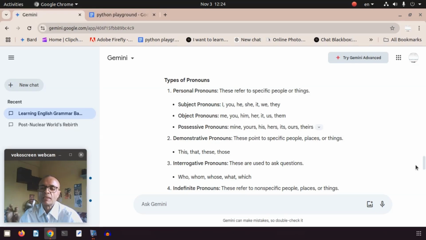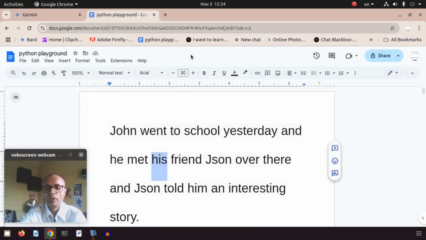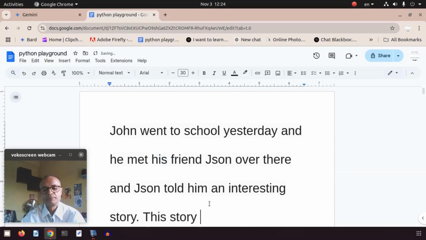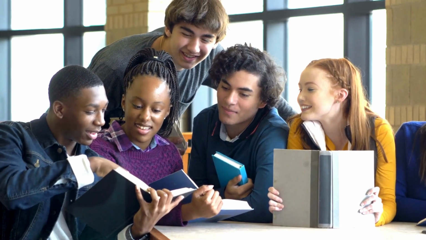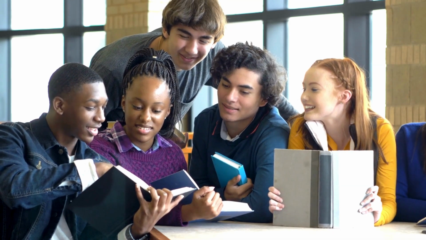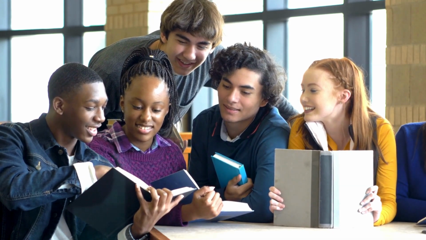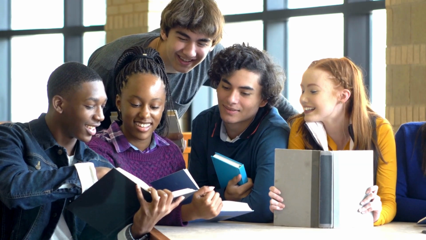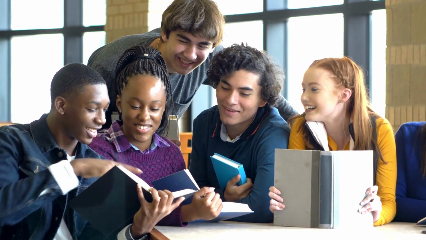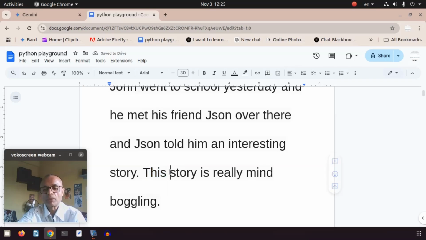So there are also demonstrative pronouns like these, that, this, those. If I want to just keep going on with this sentence, then if I write like this: this story is really mind-boggling. Okay, so this, that is demonstrative, because I am now talking about the story.